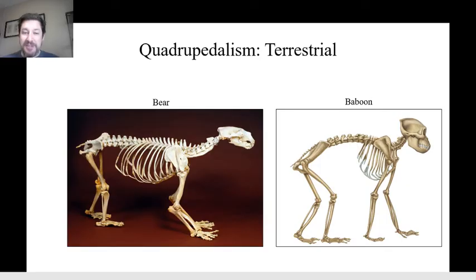The main differences, again, are, of course, bears have much denser, thicker bones, but also the skull, right? That the bear has a skull of a carnivore, and the baboon has a skull relatively similar to ours, and note that he has also a sagittal crest.